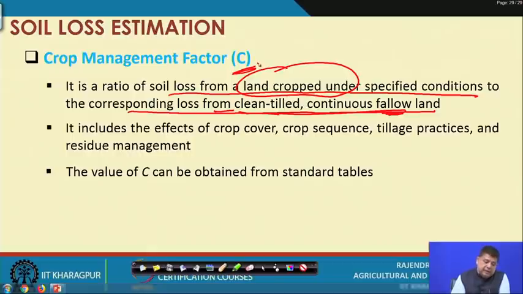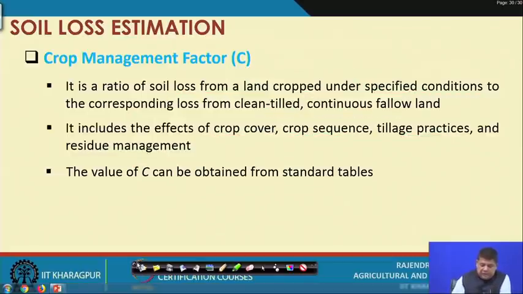And obviously, as we know, under the various crop factors, so crop cover, crop sequence, tillage practices and residue management, how residue, we just now saw stubble mulch in the previous lecture. So, all these will make an impact, and the value of C can also be obtained from standard tables.